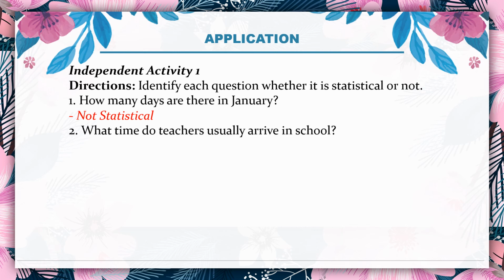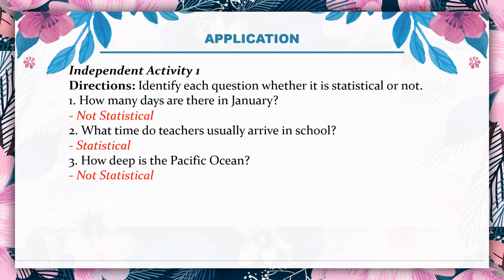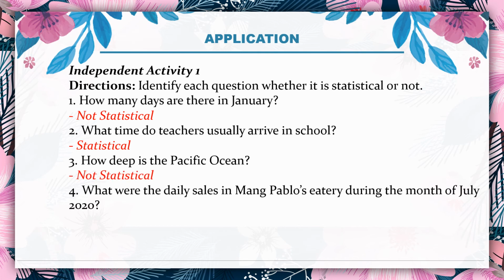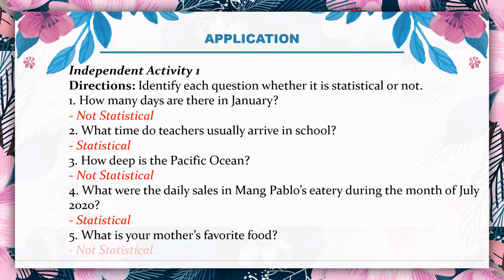Number 2. What time do teachers usually arrive in school? It is statistical. Number 3. How deep is the Pacific Ocean? That's right. It is not statistical. Number 4. What were the daily sales in Mang Pablo's eatery during the month of July 2020? That's right. It is statistical. Number 5. What is your mother's favorite food? Yes, the answer is not statistical.